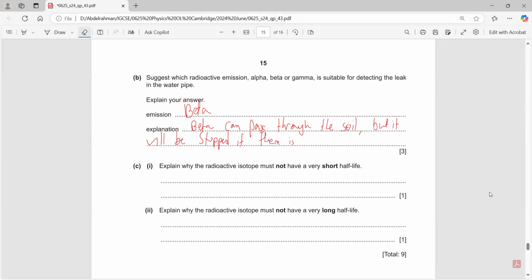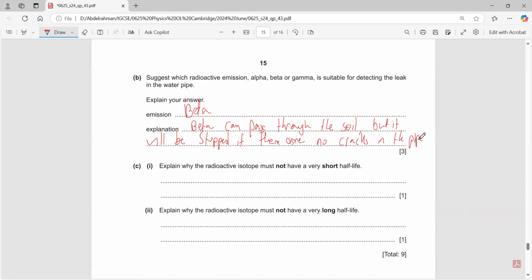If there are no cracks in the pipe, the gamma would pass through the pipe either way. If there is a crack or if there isn't a crack, the gamma radiation would pass either way.